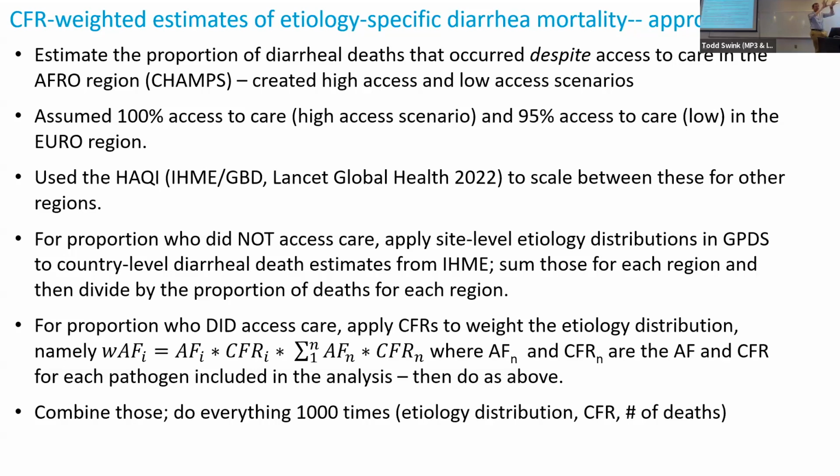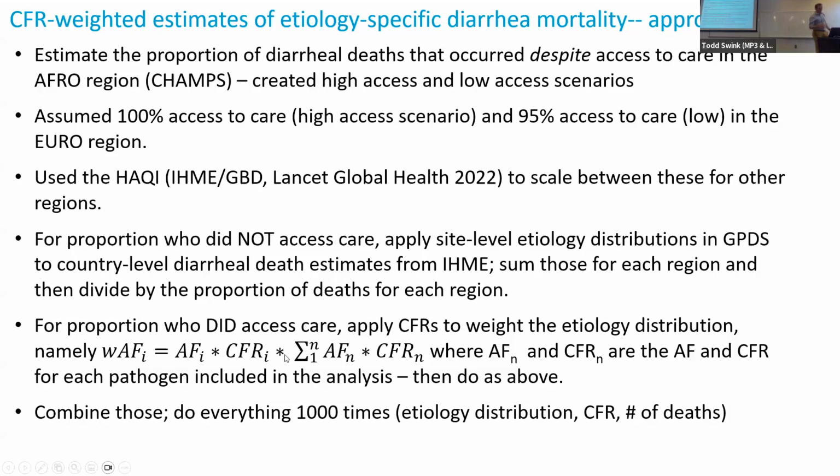So then we take those two proportions for the different regions, and at the level of each individual site, we get two estimates. For those that didn't access care, we just use the etiology AF from GPS. We multiply that by that proportion of country level diarrheal deaths from IHME. So if it says 50%, we take 50% of the deaths and we apply the GPS etiology distribution. For those who did access care, we weight the etiology distribution using the case fatality ratio. So it's a relative case fatality. So you multiply the AF by the case fatality. That should be divided by, sorry.